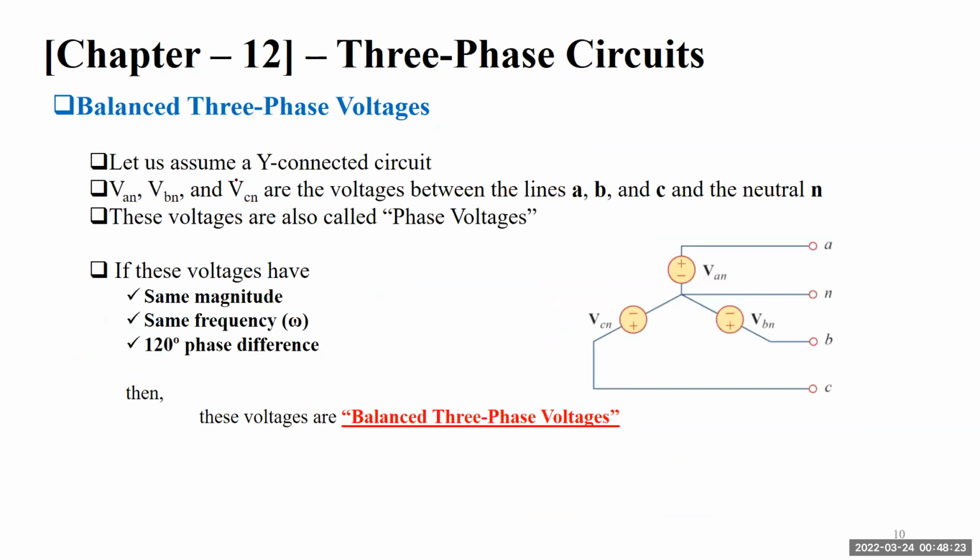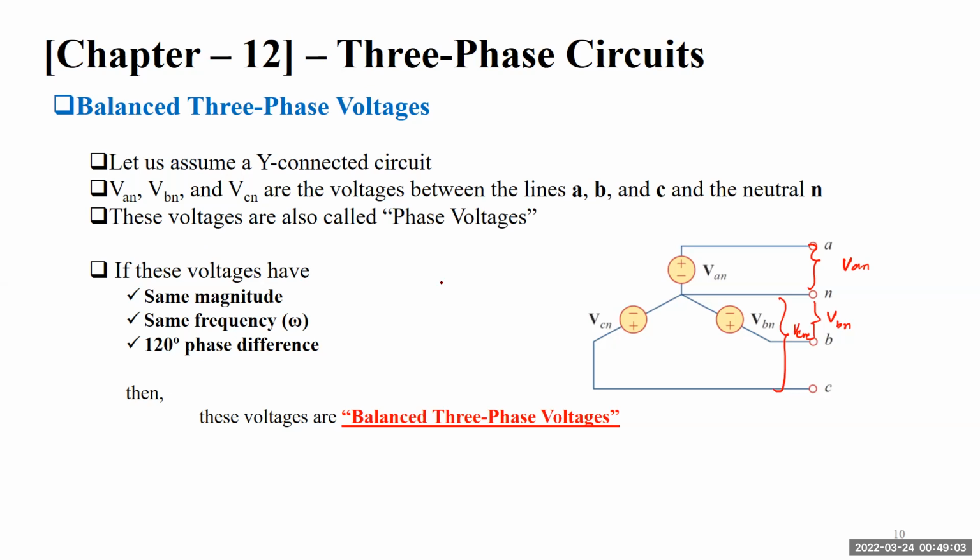Okay, so again, balanced three-phase voltages. For example, and I think I have gone through this point earlier as well. Let's see this point again. For a Y-connected system, let us assume a Y-connected circuit. We have VAN, VBN, and VCN, the voltages between the lines A, B, and C and the neutral. Between line A and neutral is VAN, between line B and neutral is VBN, and between line C and neutral is VCN.